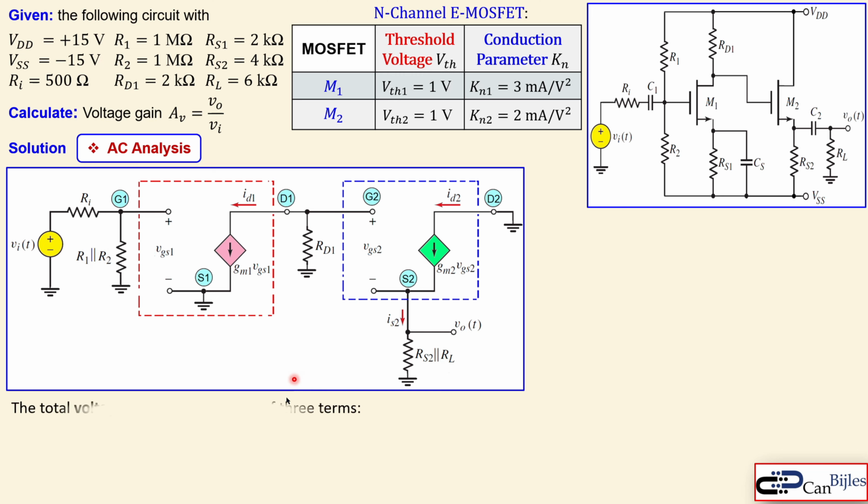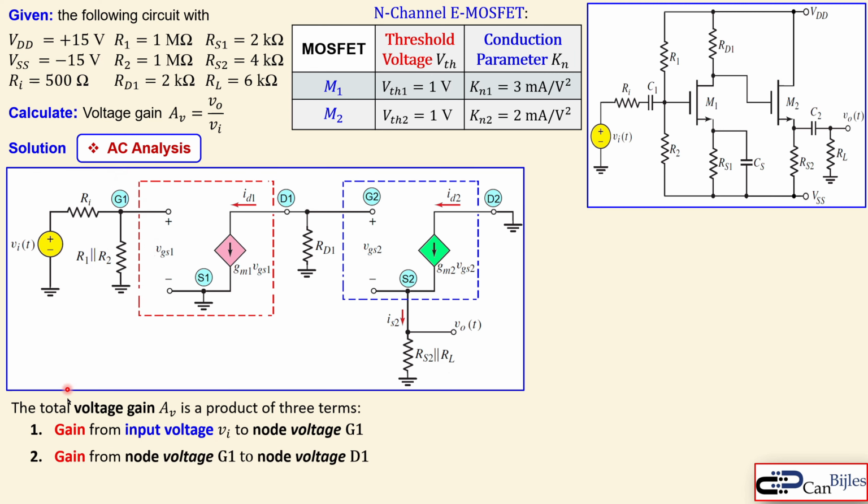But the total voltage gain is actually a product of three terms. Now, one of them is, let me go back, the gain from the input, Vi, to the node voltage at G1. That's just actually voltage division, so look at this input part. Now, there's also a gain going from the node voltage G1 all the way to the D1, which is the common-source amplification circuit. There's also another one because that's going from the D1 or the G2 all the way to the S2. That is actually source degenerated gain or the source follower gain.